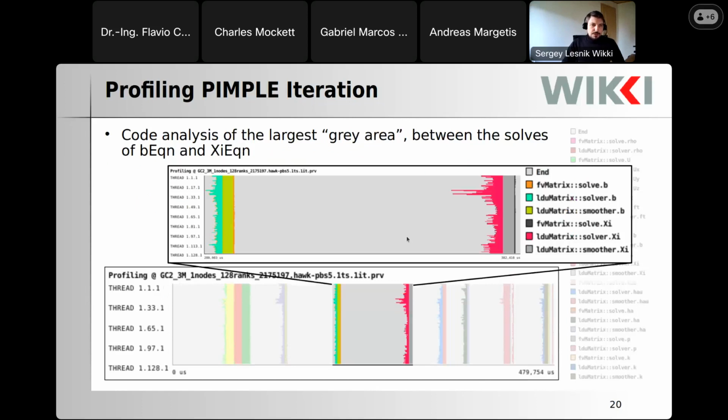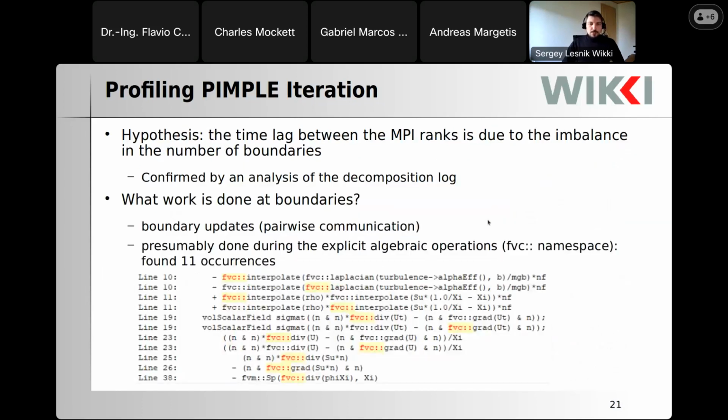If you look closer here, you can see it maybe better. Then we went to the code and tried to analyze what is happening there. So the hypothesis was that the time lag between the MPI ranks is due to an imbalance in the number of boundaries, because we saw in the decomposition log that exactly for these ranks it's another number. It's quite a big difference to the other ranks.